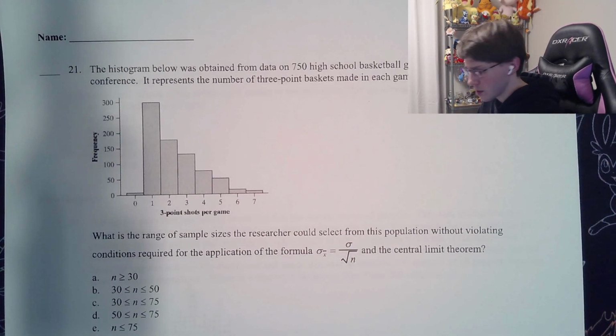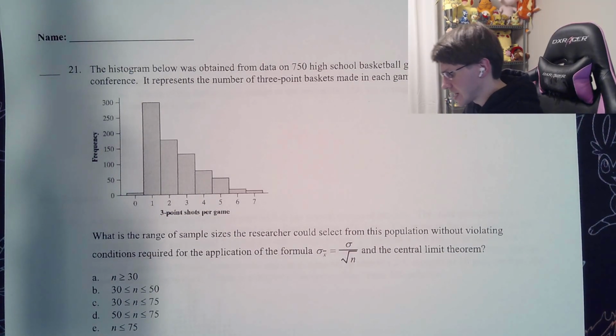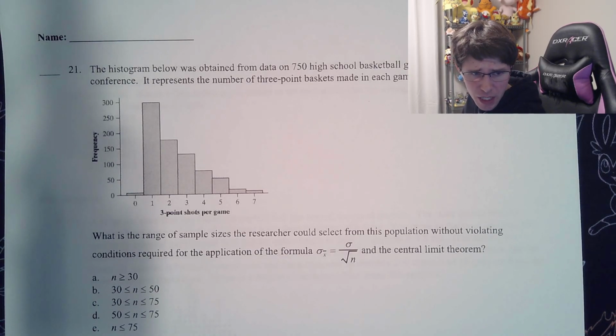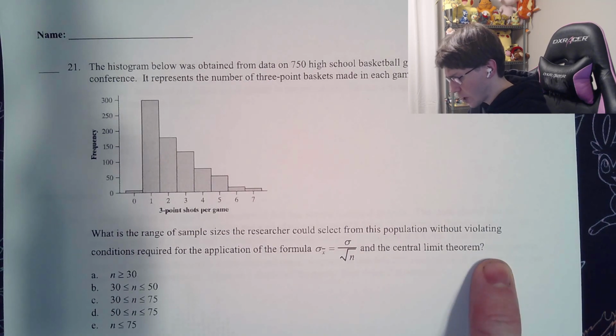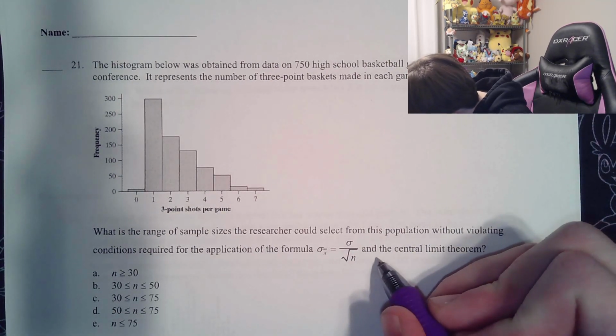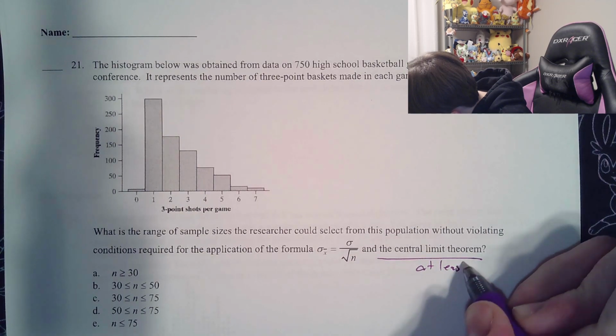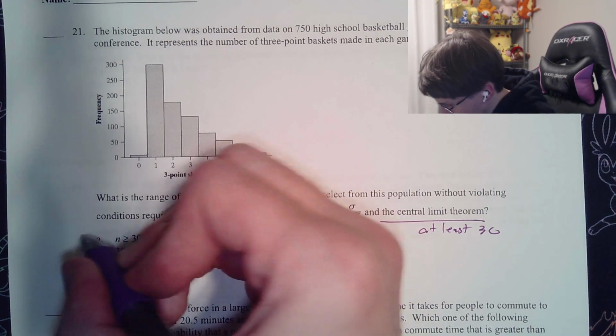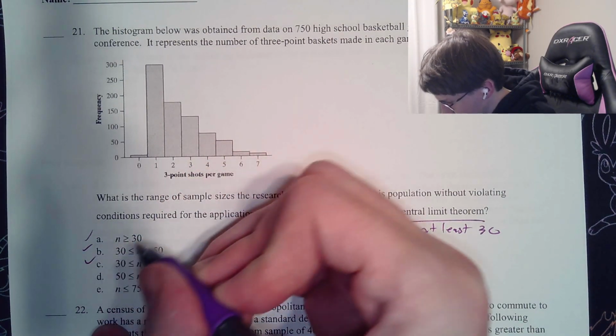The histogram below was obtained from data on 750 high school basketball games in a regional athletic conference. It represents the number of three-point baskets made in each game. What is the range of sample sizes the researcher could select from this population without violating the conditions required for the application of this formula and the central limit theorem? So for the central limit theorem, we have to have at least 30.